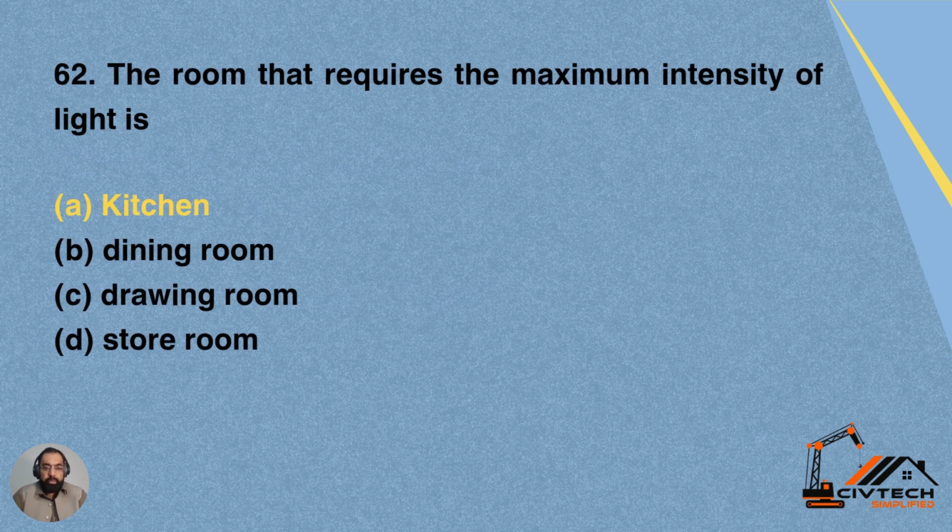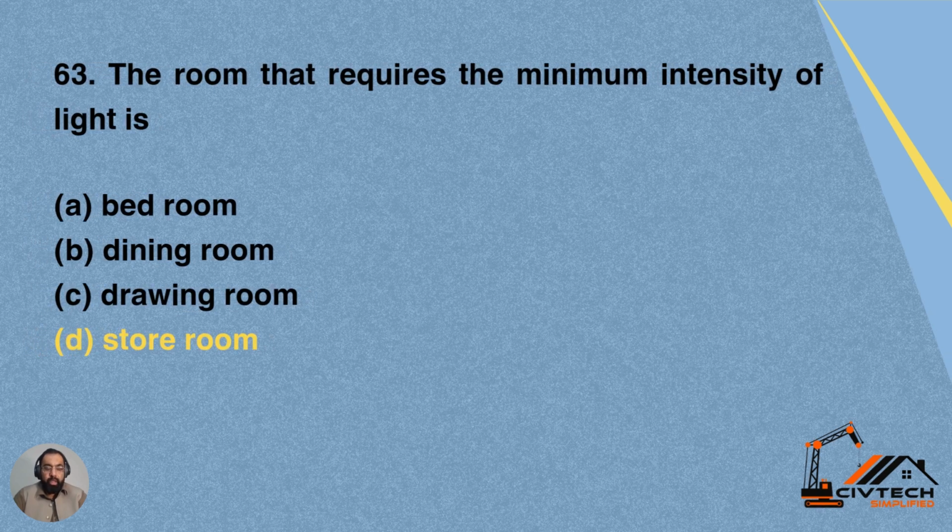Question 62. The room that requires the maximum intensity of light. Number A, kitchen. Number B, dining room. Number C, drawing room. Number D, storeroom. So out of these options, kitchen is the area which requires the maximum intensity of the light. So option A is correct for this question.